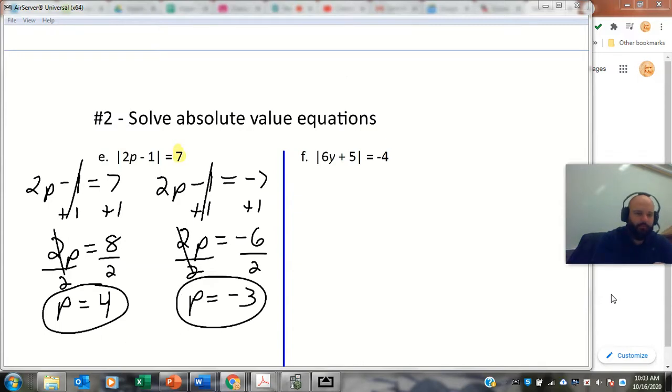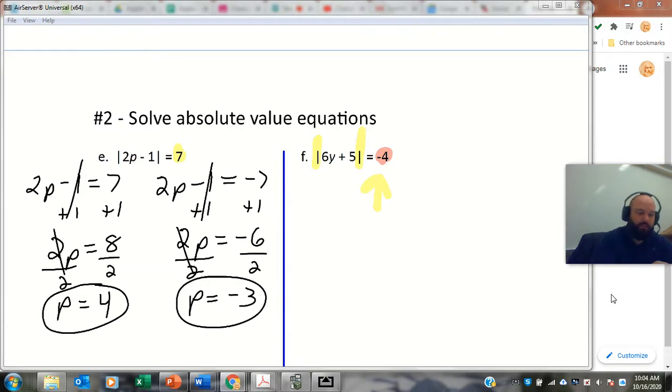But this one's different. This one has the absolute value of 6y plus 5 equals negative 4. So I want you to think about that for a second. Is it possible for us to take the absolute value of something, and after we take the absolute value of it, it equals a negative number? And the answer is no, you can't. Once you take an absolute value of a number, that number should be positive. If it turns out to be negative, like it is in this problem, it means you actually made an error.